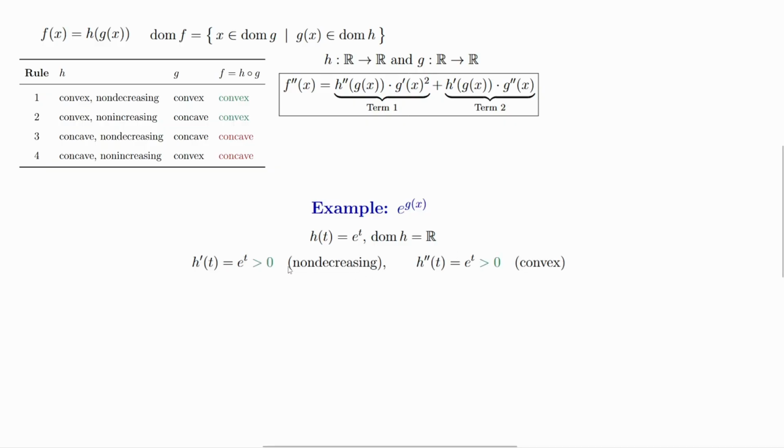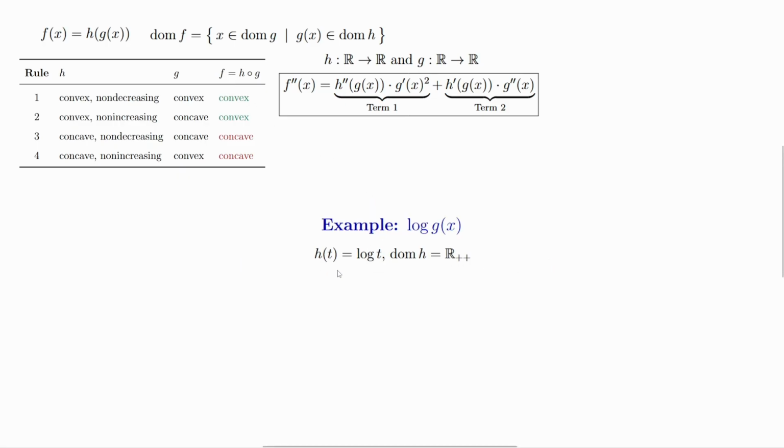So taking derivatives of h, we see that the first derivative, of course, is e to the t, which is non-decreasing. It's always greater than 0. And the second derivative is also greater than 0, which is convex. So look here, h is non-decreasing and it's convex. So rule 1 applies, and so if g is convex, then f is convex as well.